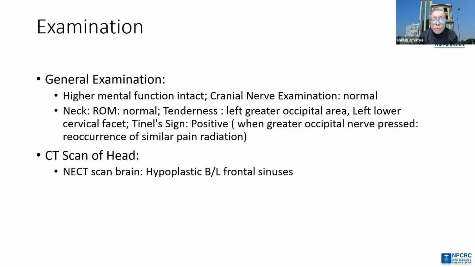Cranial nerve examination was normal. On examination of the neck, his range of motion was normal. He had tenderness in the left greater occipital area and in the left lower cervical facets. Tinel's sign was positive. That means when we pressed the greater occipital nerve area, he had a similar type of radiating pain that radiated from the neck to the occipital area. He also had a CT scan of the head, which showed hypoplastic bilateral frontal sinus.